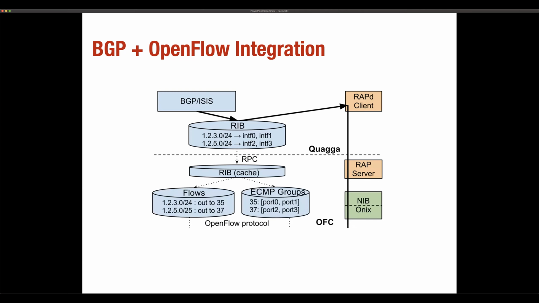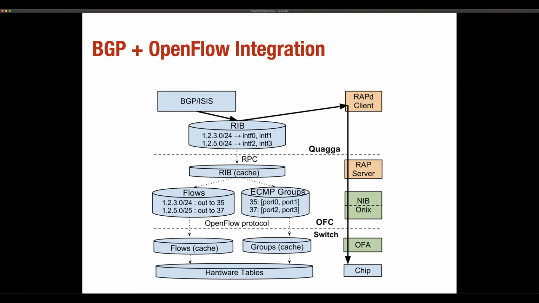And then this will be translated into the flows, which are the equivalent of the match action table entries that will be pushed down, and then ECMP groups that tell which set of groups belong to the same category, so that you can do load balancing across the two sets of interfaces. And then it uses the OpenFlow protocol to send this information down to the hardware switches. At the switch, you have an OpenFlow agent, and the OpenFlow controller is basically using ONIX, and it has this NIB abstraction, the network information base, right?